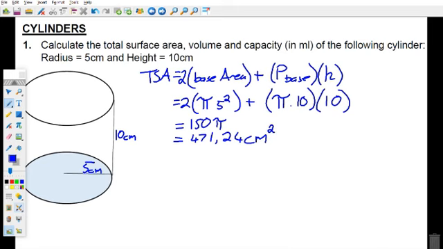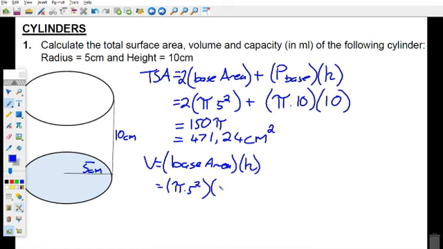See, you're putting a times between your pi and 5. There we go. Okay. So now we need to work out the volume. So the volume is going to be equal to, what's my formula for my volume? It's my base area multiplied by my height. So my base area here is going to be pi times 5 squared, multiplied by my height, which is 10.